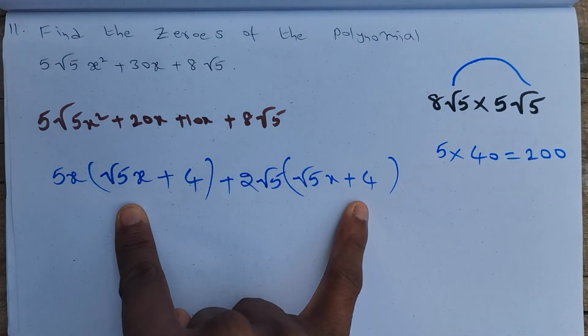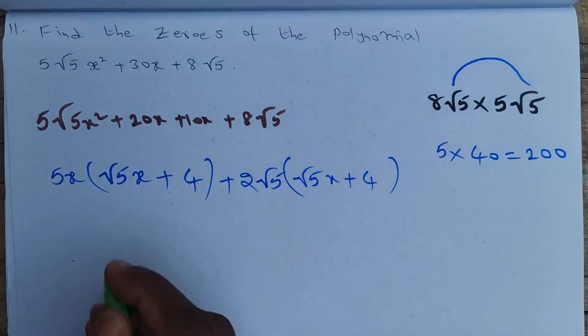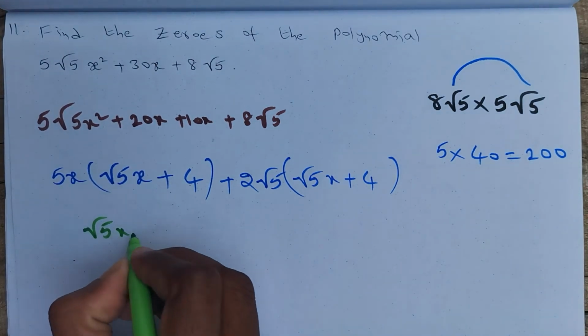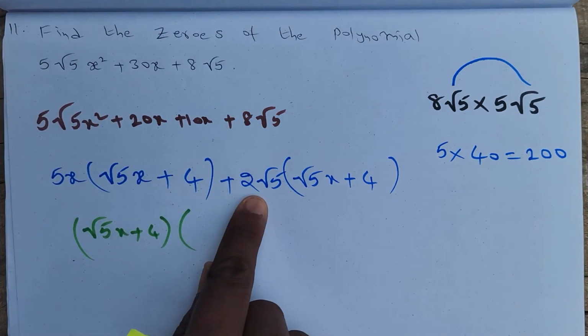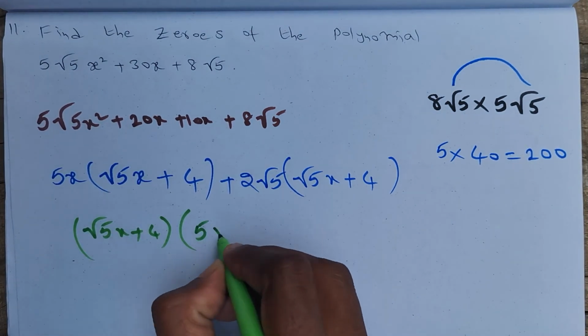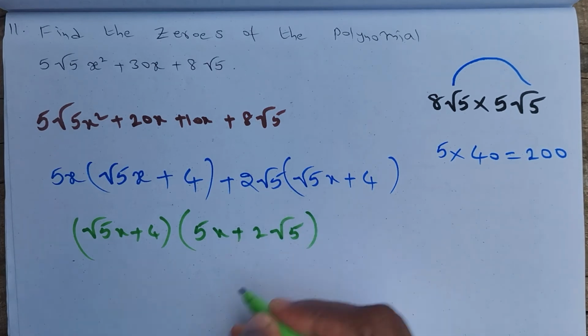Here 2 brackets are same. So write 1 of them, that is root 5x plus 4, into the other bracket: 5x plus 2 root 5.